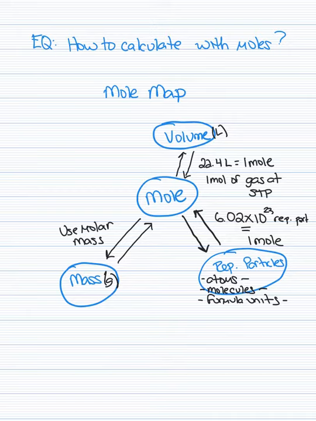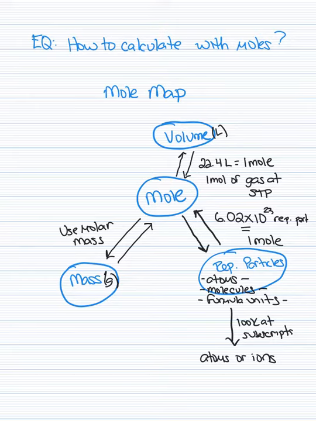The last thing that you may want to go to is look at subatomic particles, atoms, or ions, and that would be right from here. So if you wanted to go to atoms or ions, specific atoms within a compound, you're going to look at subscripts. On the next couple of slides, I'm going to do a problem with mass, volume, and representative particles, always referring back to this mole map. There'll be a picture of the mole map available to you on Google Classroom as well.